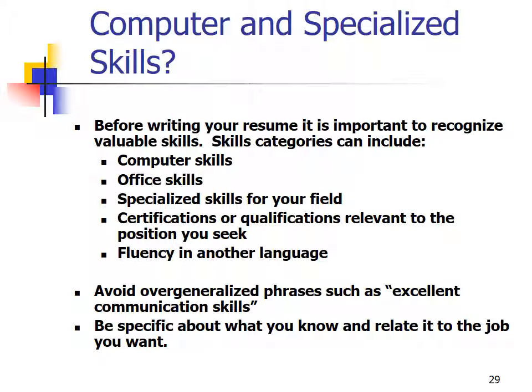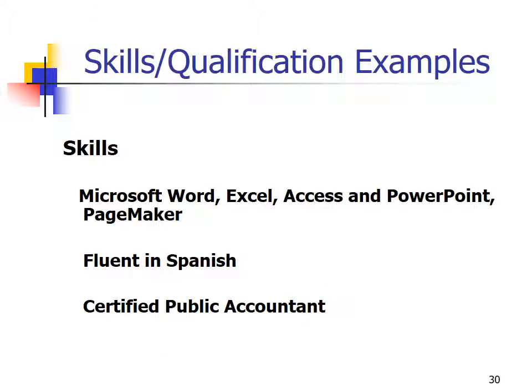And I'll just emphasize the last bullet on this slide. Be specific about what you know and how it relates to the job that you want. Remember, you're always going to tailor your resume, and you're going to look at the knowledge, skills, and abilities that they're looking for in this particular job, and be specific about how your skills can apply. They might not have been exactly what they're looking for, so you need to go in and relate your knowledge, skills, and abilities and how they apply to the job that you're looking for. So some examples of skill statements.